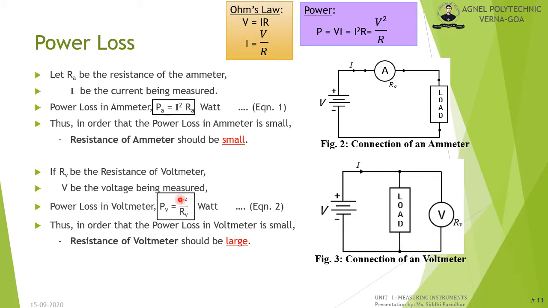In this equation, we can see that power loss in a voltmeter is inversely proportional to the resistance. Thus, to minimize the power loss in a voltmeter, the resistance offered by the voltmeter should always be large.